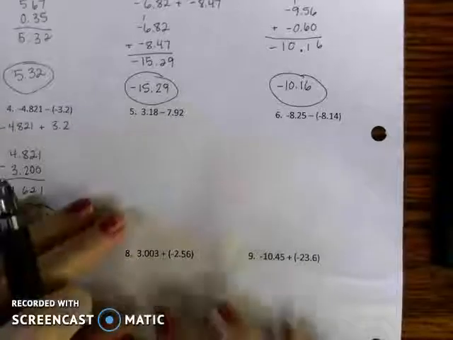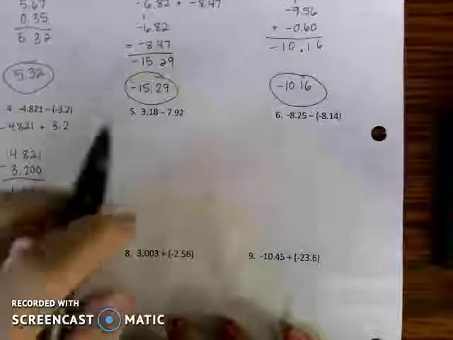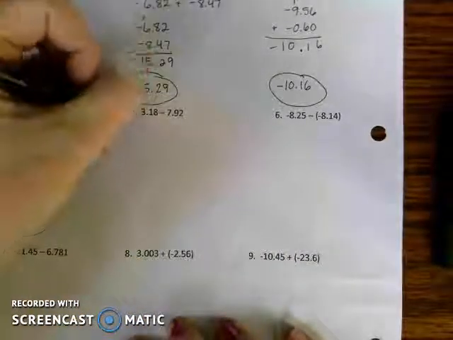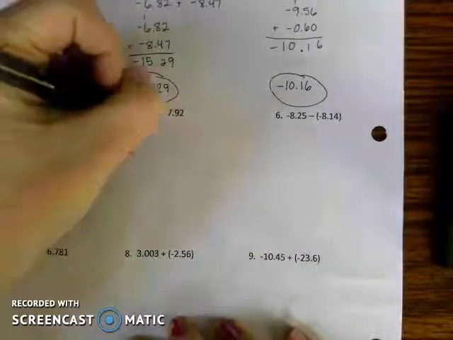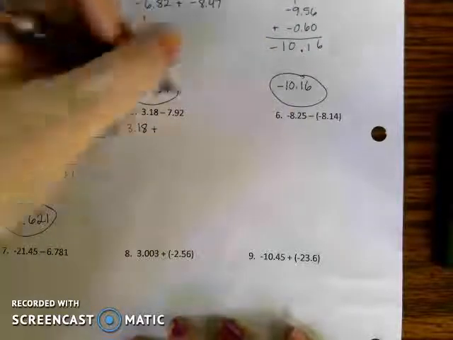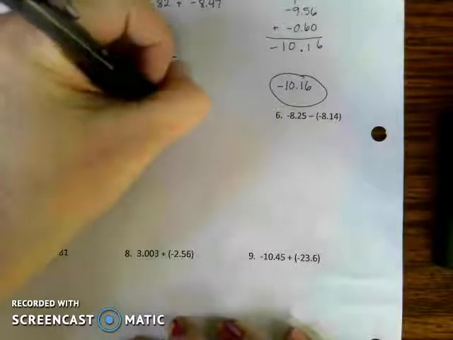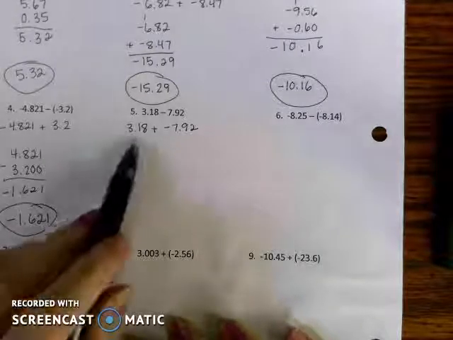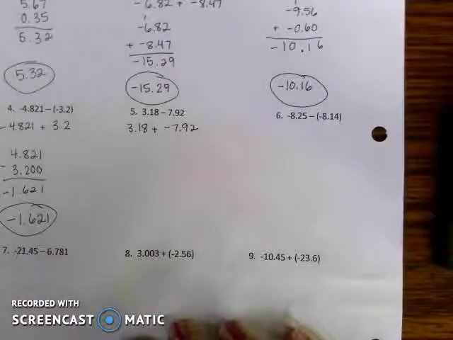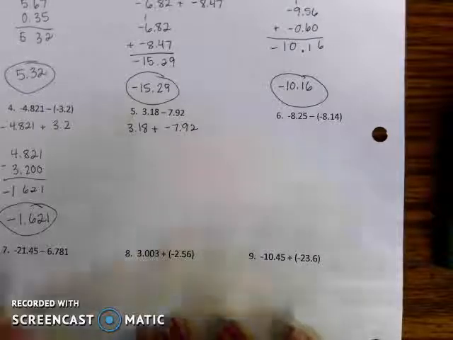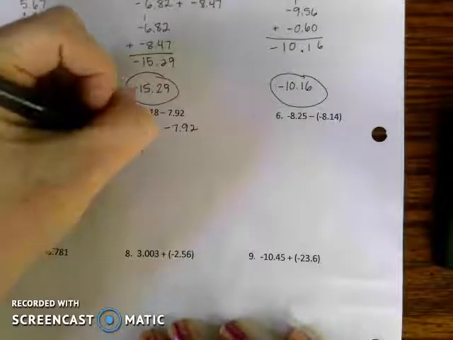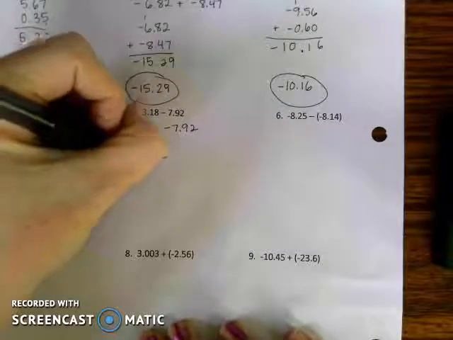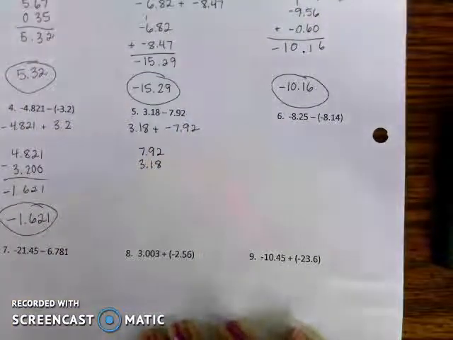Okay, so this one, it's subtraction, so we're going to rewrite it as addition. So I'm going to take 3 and 1800ths, and I'm going to add negative 7 and 92 hundredths. So once again, my signs are different. So I'm going to take the difference of those two numbers. I'm going to put the number with the larger absolute value on top and my other number on the bottom and line up those decimal points.